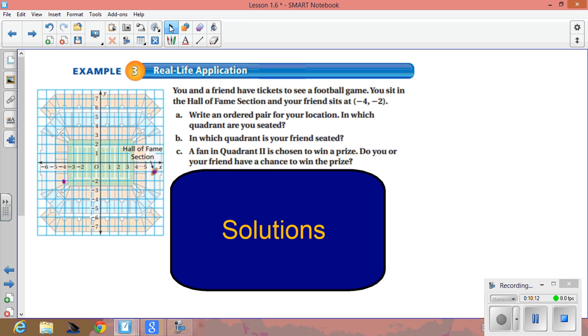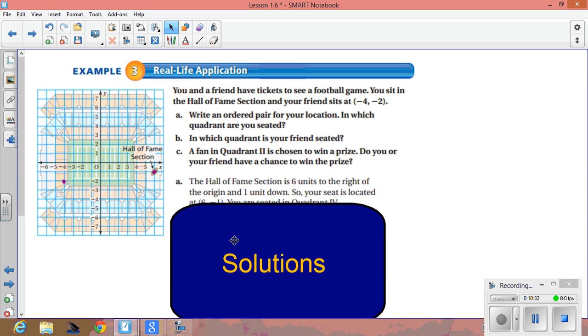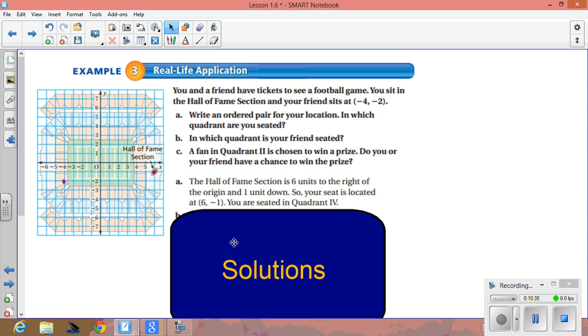Part A. Write an ordered pair for your location. Well, if this is your seat, if we take a look, here's 5. So from 0, 0, we are 6 units to the right, and then 1 unit down. So you are located at 6, -1. And it also asks us in which quadrant are we seated. This is quadrant 1. Over here where the mouse is moving is 2. This bottom left is 3. And the bottom right is 4. So you are seated in quadrant 4.